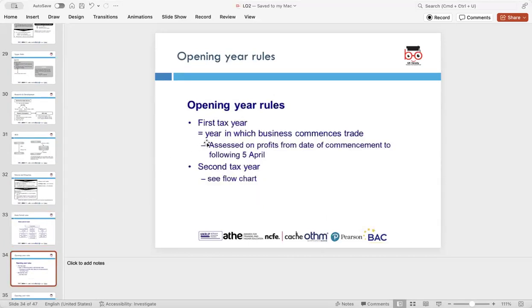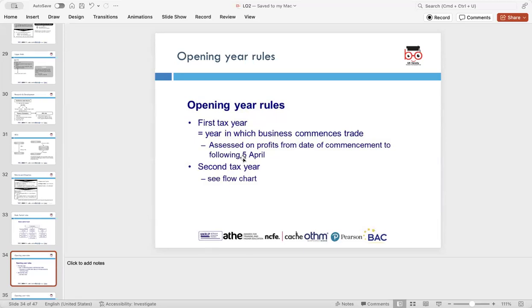Opening year rules, first tax year, which is the year when the business begins trading. We assess the profits from the date it starts trading until the following 5th of April. So this period marks the end of the tax year in the UK.